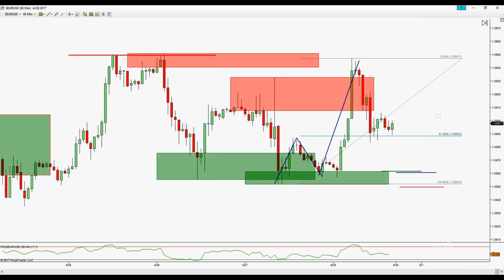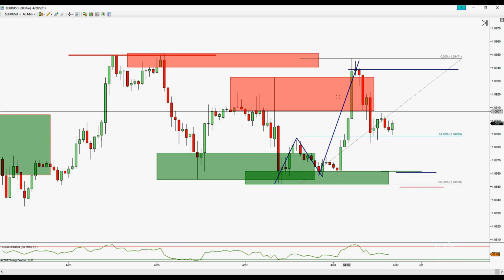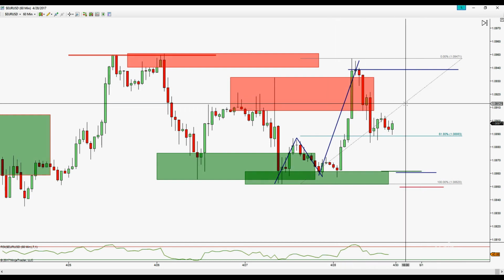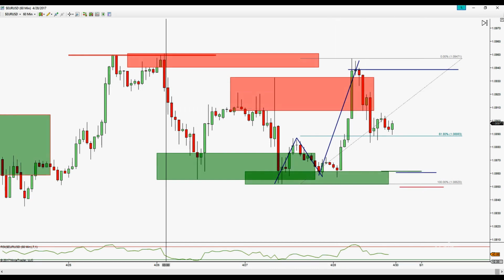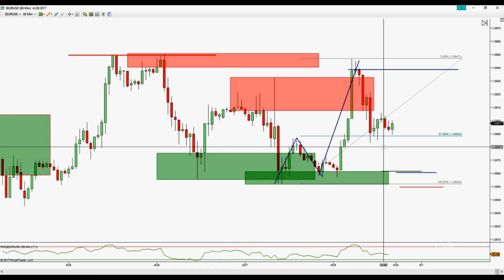And my target being somewhere up here. And that's how you would play a stop and reverse. Now I'm currently short, was it 2 contracts? 2, okay. So I am currently short 2 contracts.